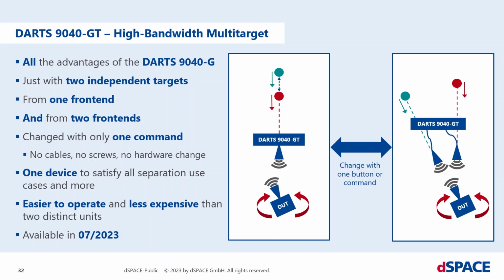This ensures that one device can be used to satisfy all separation use cases, in addition to all the other radar testing applications that were mentioned previously. When compared to 2 DARTS-9040G, this is much easier to operate and less expensive. And it is available next month.